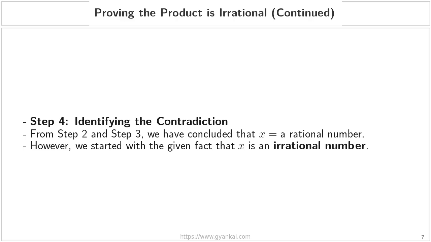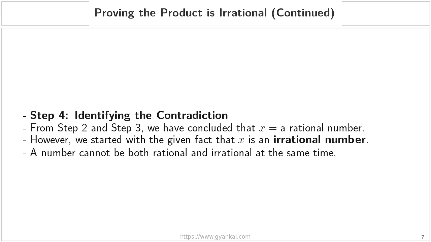But if we pause and look back at our original starting point, we remember the given fact that x is an irrational number. This creates a logical deadlock. You see, a number cannot be both rational and irrational at the same time. It's a mathematical impossibility. This clash between our result and our initial premise is exactly what we call a contradiction, and it's the key to finalizing our proof.